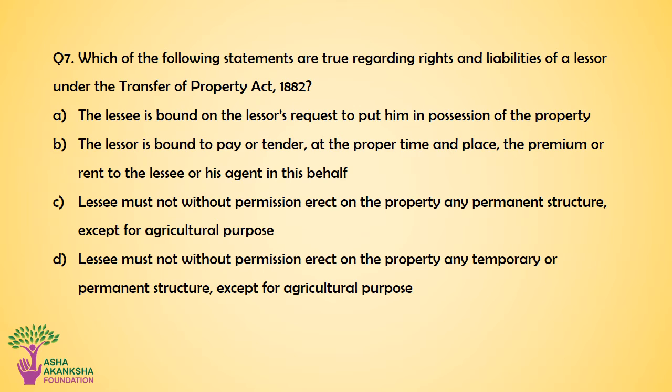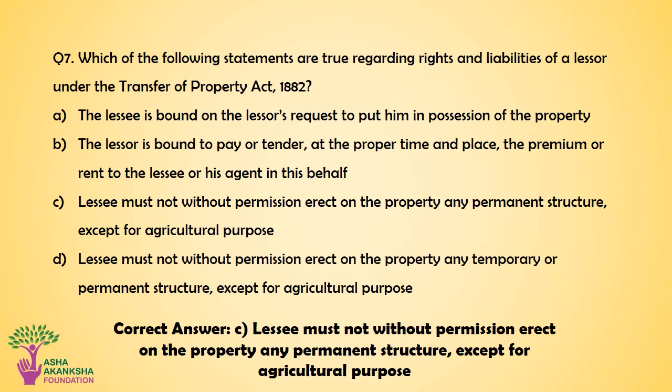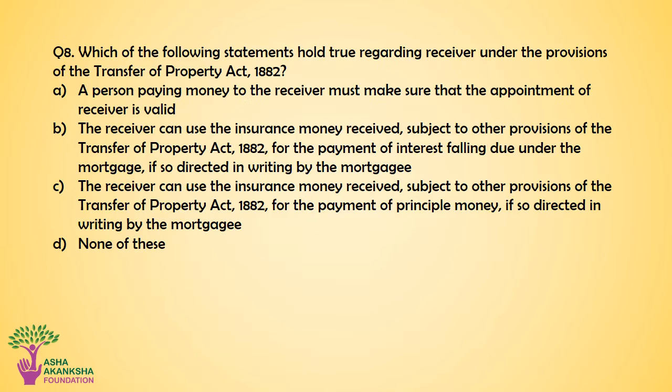The correct answer for this question is option C. Lessee must not without permission erect on the property any permanent structure except for agricultural purpose.